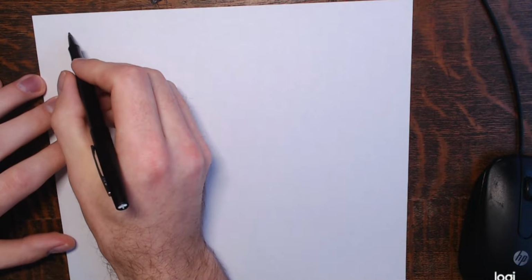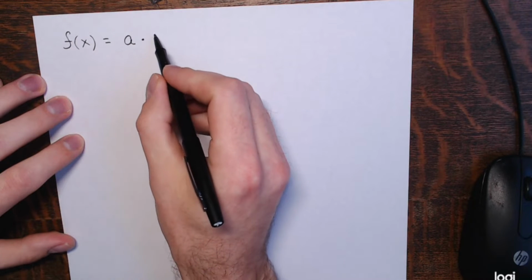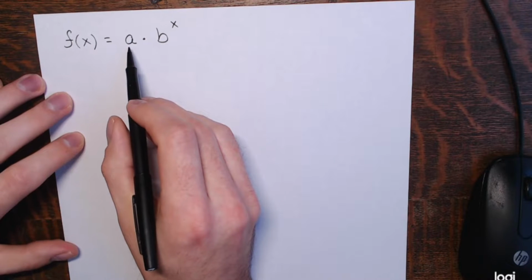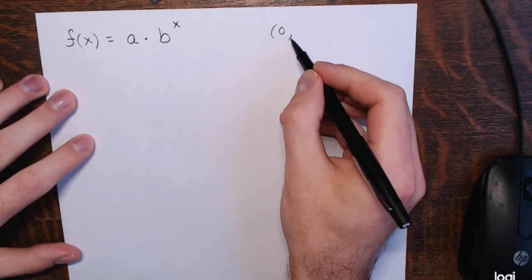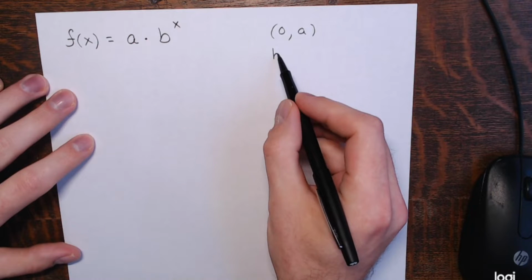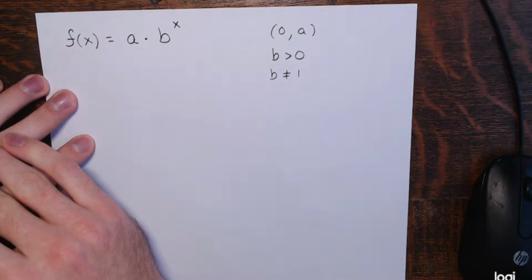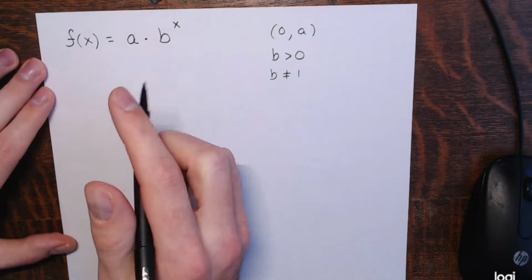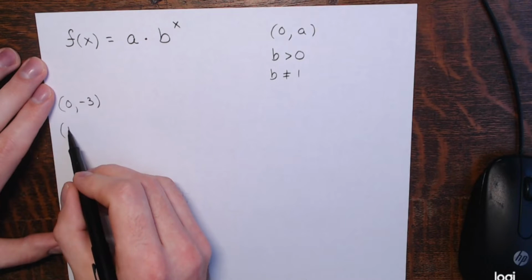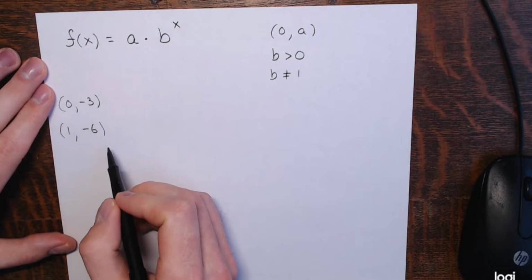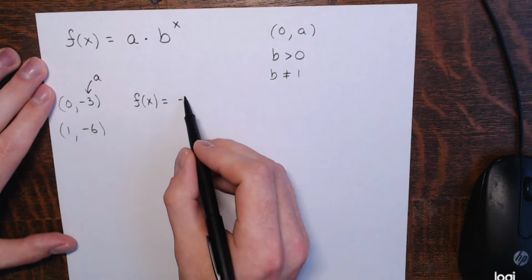So remember, our general exponential function, not the basic one, was f of x equals a times b to the x, where a was called the initial value. This is the output when x is 0. So the point 0, a is on the graph, and b had to be positive. That was also the base, and not equal to 1. You can't have a base of 1, that's uninteresting. And you just need to find a and b, given 2 points. Well, we know 0, -3 is on this graph. Also, the point 1, -6 is on the graph. So I know that a is -3. Now we have f of x equals -3 times b to the x.